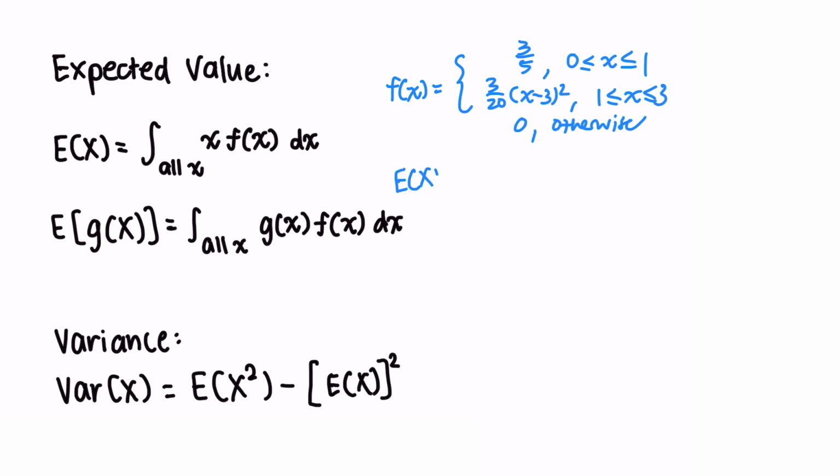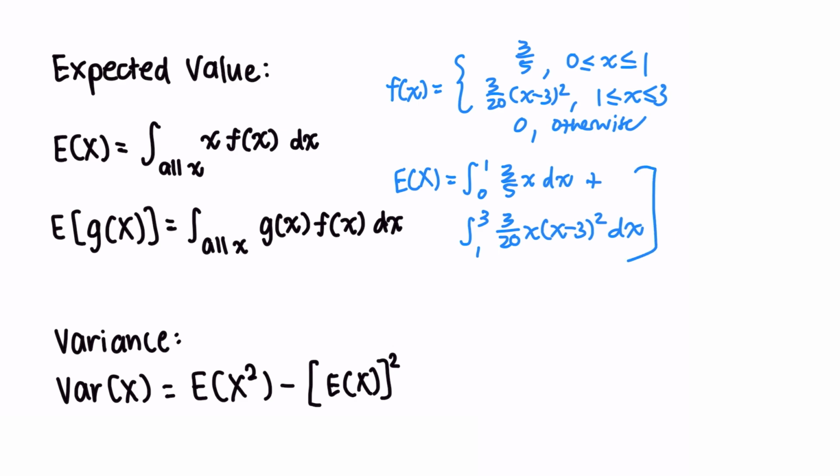Now the expected value will be the integral for all x. So in this case, for the first part, where x is between 0 and 1, we have x times the function. So we have x times 3/5, which is just 3/5 x. Now for the next part, where x is between 1 and 3, I'm going to have x times f(x) again. So it's x times this function over here. And we'll just get this. After evaluating these definite integrals, I can find the expected value.